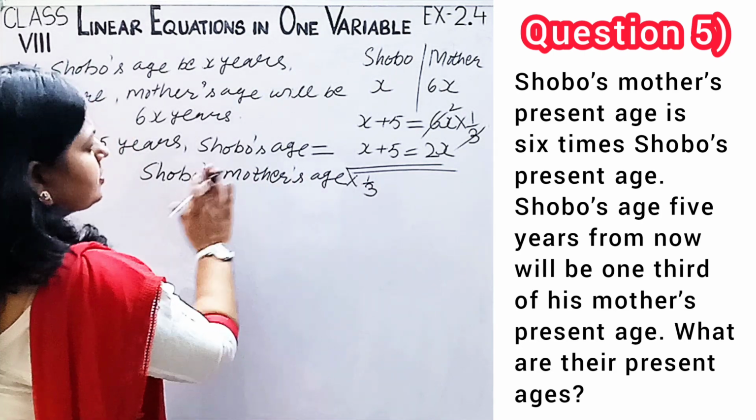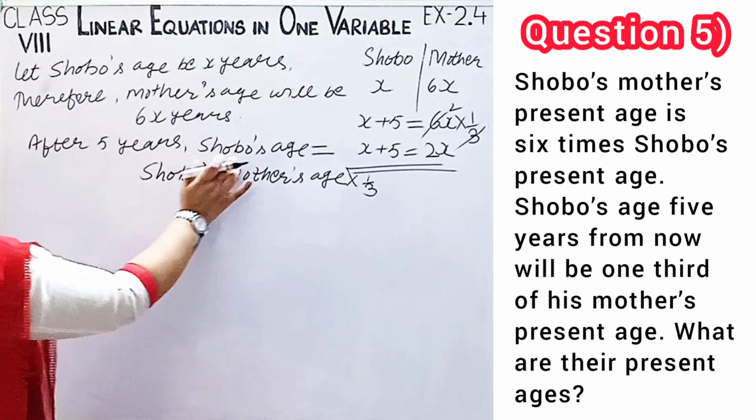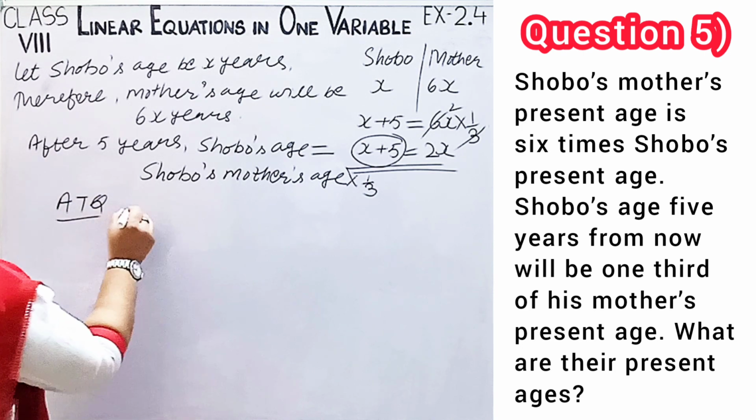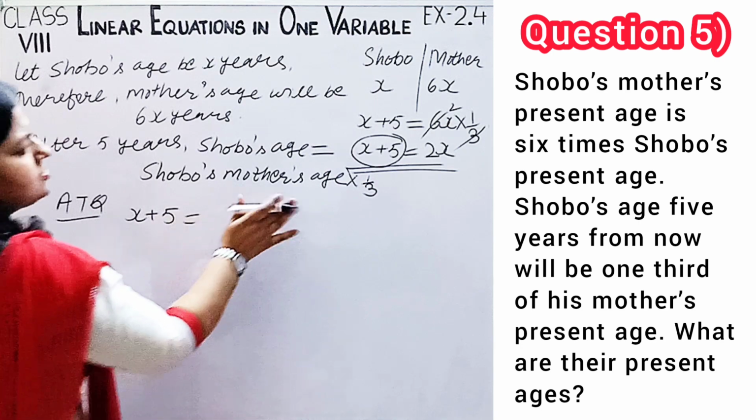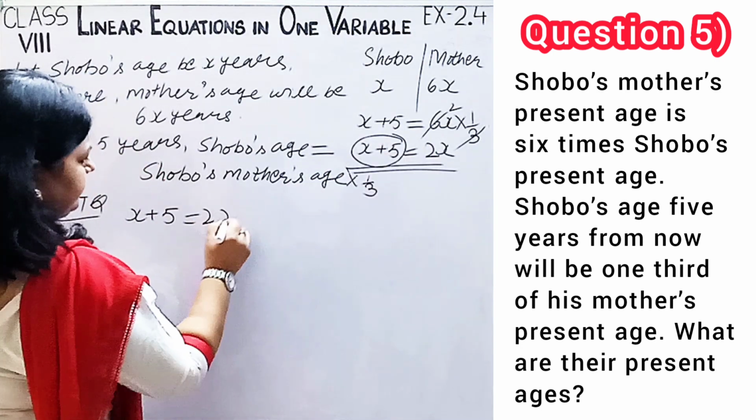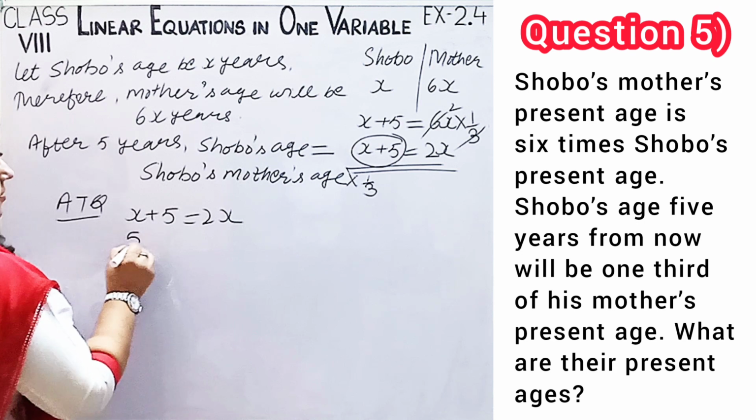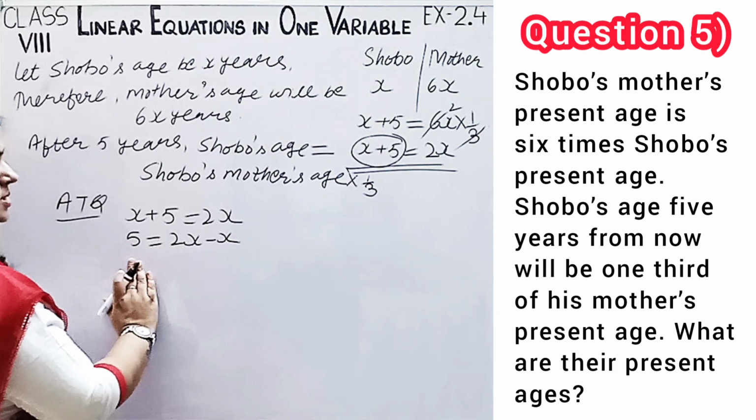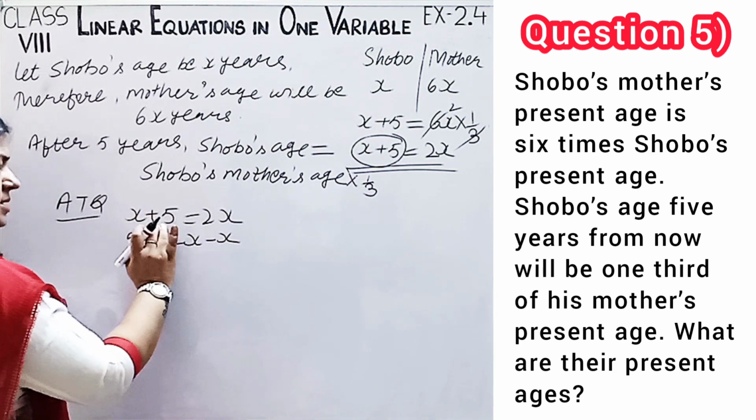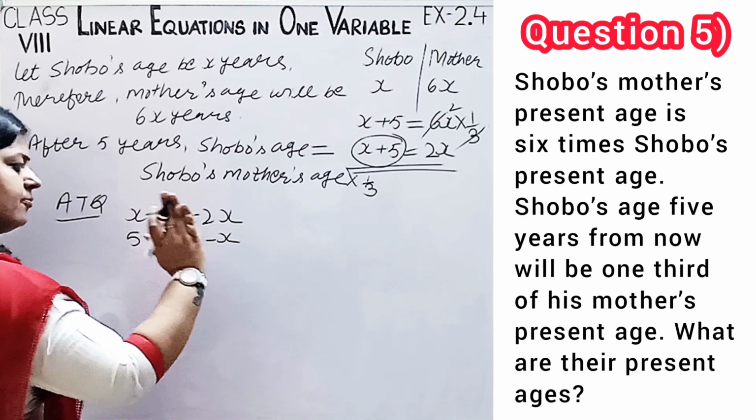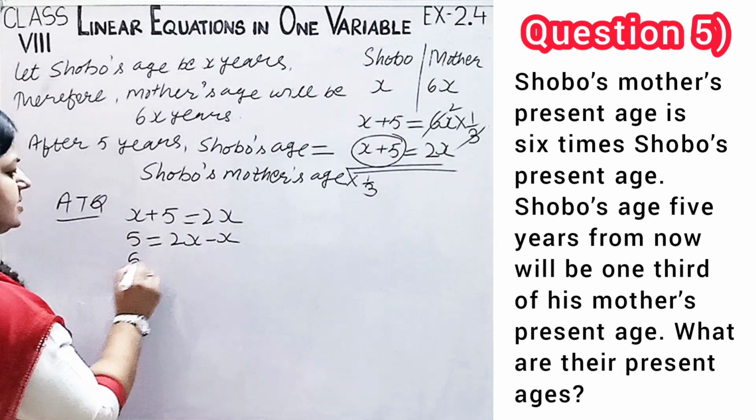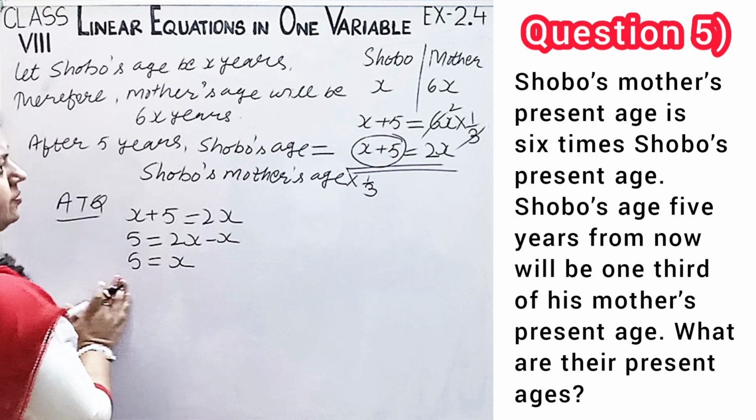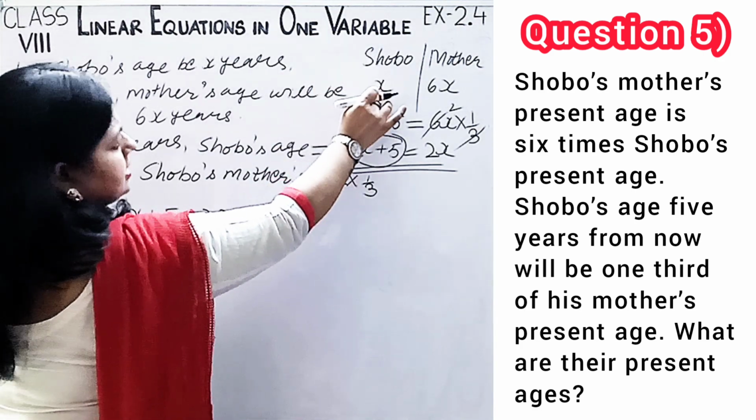Now coming to our equation. This is Shobo's age, this one, according to the question: x plus 5. Already we have solved this part. We got 2x. Now 5 is equal to 2x minus x. We have learnt how to transpose variables or constants from left to right or from right to left. So 5 is equal to 2x minus x. We got x. It means x is equal to 5, and x is here Shobo's age.